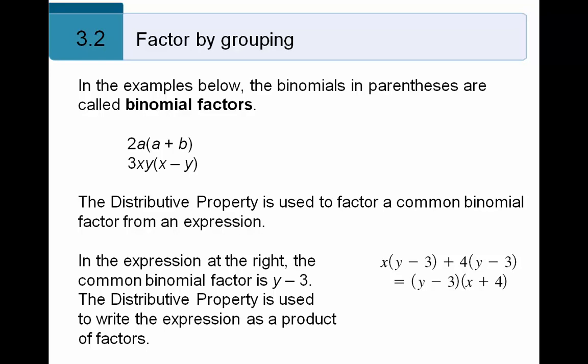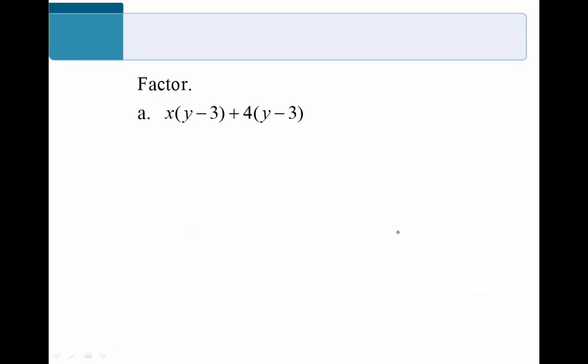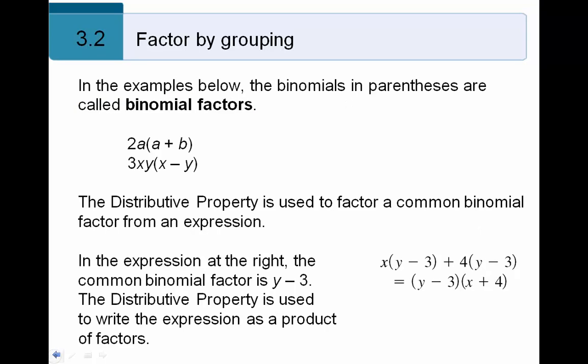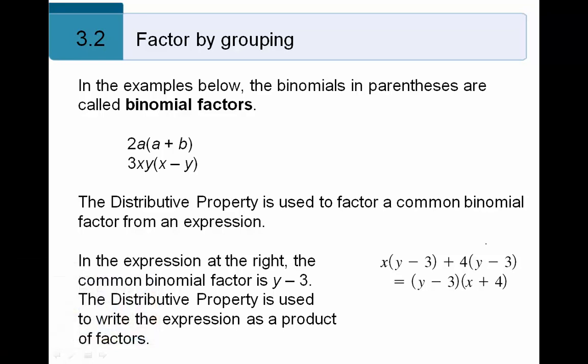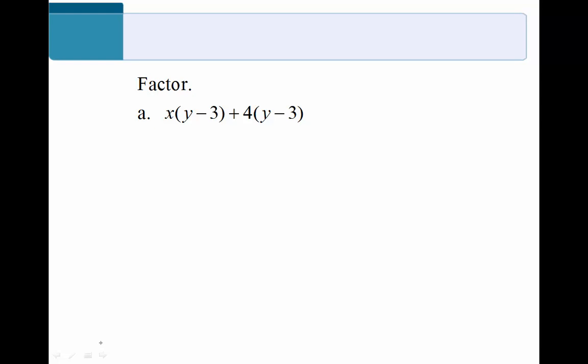Okay? So this expression that's on the right here, I've rewritten it on the next slide just to try to explain it a little better. So notice we have x times y minus 3 as one of our terms, and 4 times y minus 3. And you can see that the greatest common factor is going to be the binomial y minus 3.